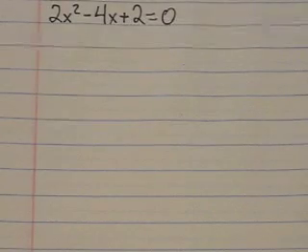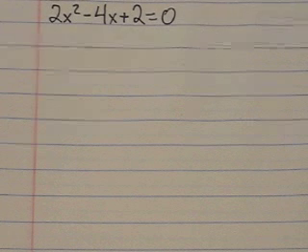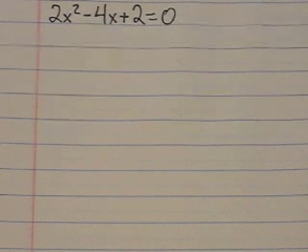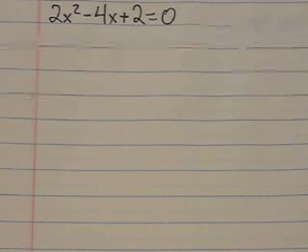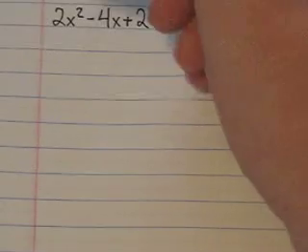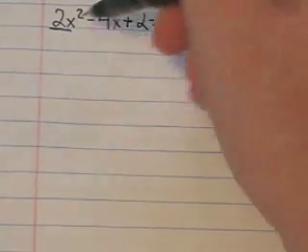Alright guys, so what we're going to do now is take the same quadratic equation and solve for x by completing the square. Now if you notice, the a value in this quadratic is 2, so when we complete the square, we want to make sure the a value equals 1. So in order to get rid of this 2, we are going to divide by 2.